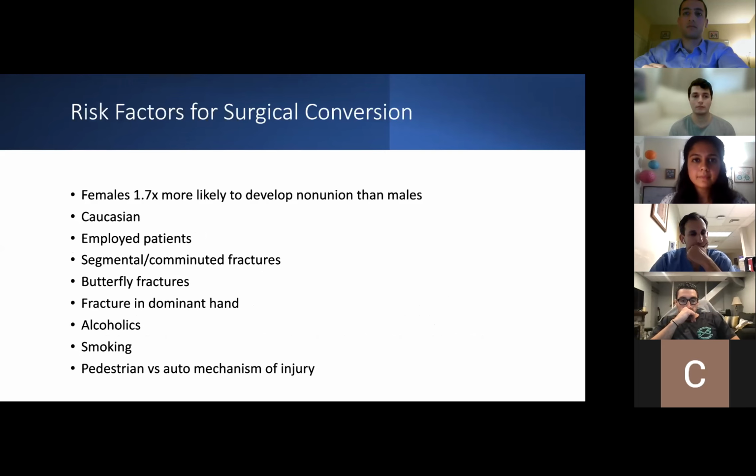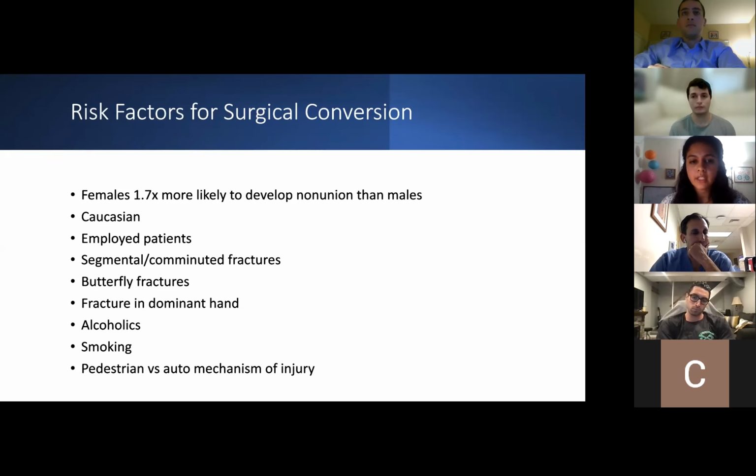They also found certain risk factors that indicated a higher rate of surgical conversion. They found females were 1.7 times more likely to develop non-union than males if they were Caucasian or if they were employed. It also depended on the specific type of fracture, so if they had a segmental or comminuted fracture, or butterfly fractures. If the fracture was in the dominant hand, that also increased risk. And if they were alcoholics or smoking tobacco, that also increased their risk. And like we were mentioning before, the mechanism of injury, whether it's high velocity or low velocity, also matters as well.